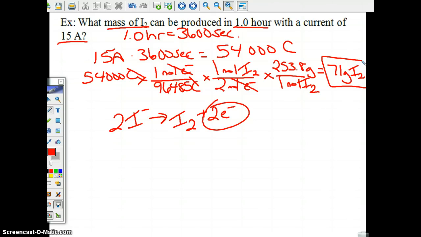In 1 hour with 15 amps, I can get 71 grams of iodine. That's quite a lot. Like we just ran it for a minute or something, and then the iodine kind of dissolved in the solution. All right, let's reverse it.